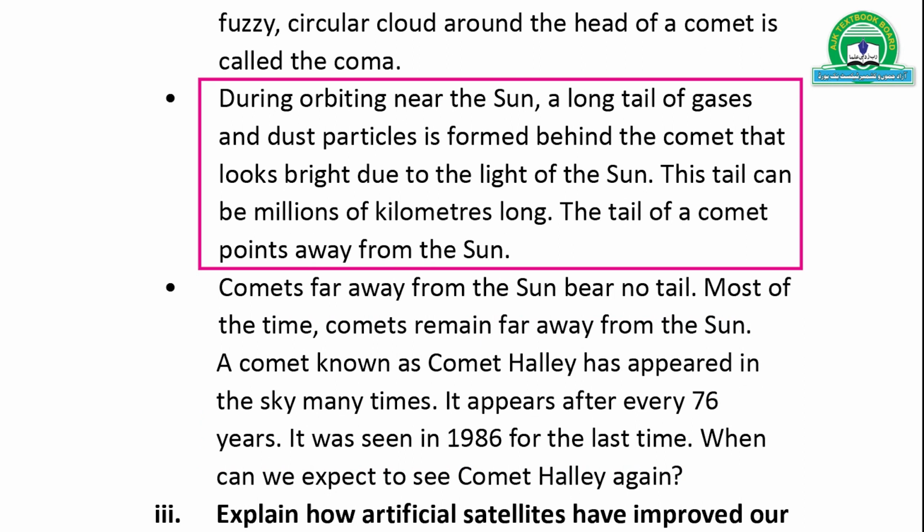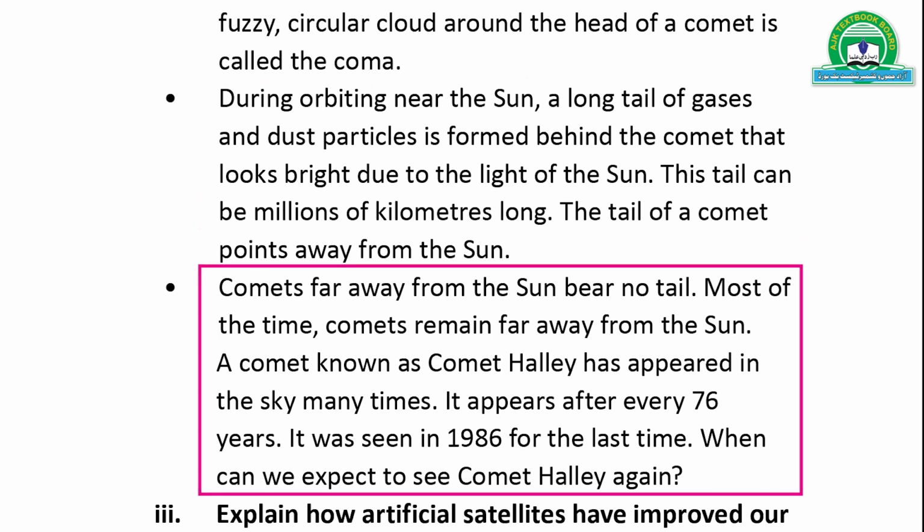During orbiting near the sun, a long tail of gases and dust particles is formed behind the comet that looks bright due to the light of the sun. This tail can be millions of kilometers long. The tail of a comet points away from the sun. Comets far away from the sun bear no tails. Most of the time, comets remain far away from the sun.